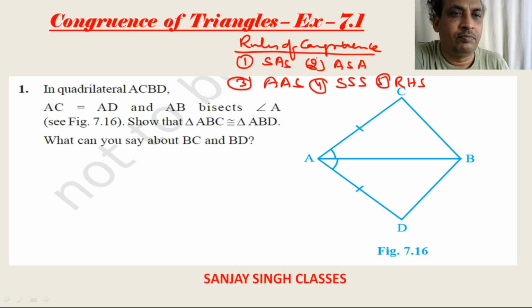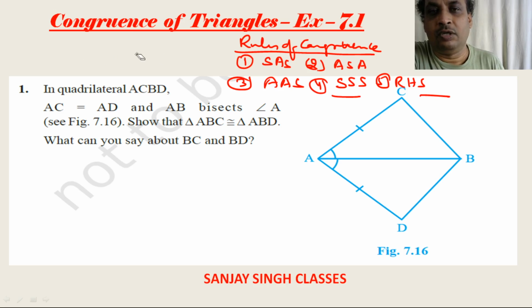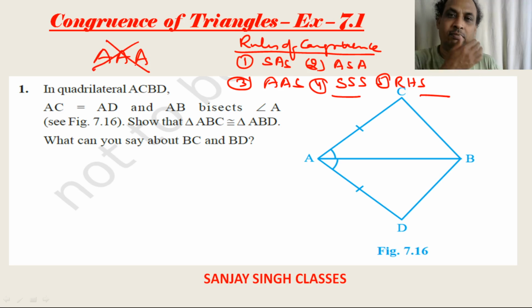Generally these two, SSS and RHS, we have a separate chapter where we will be utilizing them. But there is no criteria like AAA. There is no rule of congruence where AAA criteria is there. So please keep it in mind that this is not there. ASA is there, AAS is there, SAS is there, but there is no AAA. SSS is also there. Okay, so let us solve.